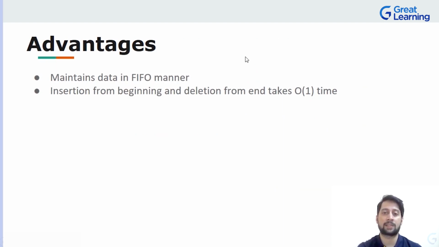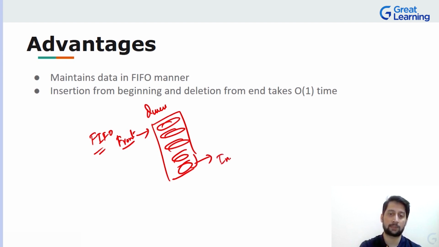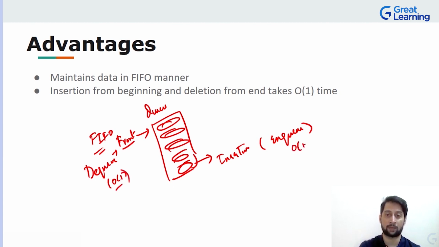Now let's talk about the advantages and disadvantages of a queue. First, the advantages. It follows the principle of FIFO, or the elements are stored in a FIFO manner. That means, let's suppose this is a queue, and in this queue you have elements. The deletion will take place from the front, and the insertion will take place from the rear side. The deletion is known as dequeue, and insertion is known as the enqueue operation. Both these operations are performed in a constant amount of time. So that is one of the advantages.